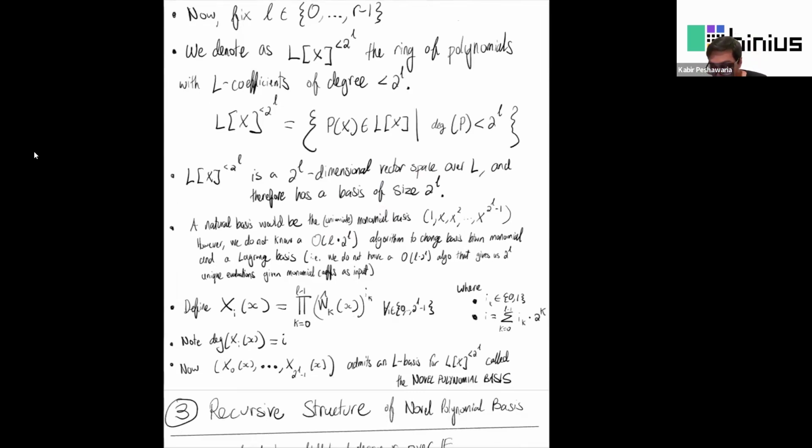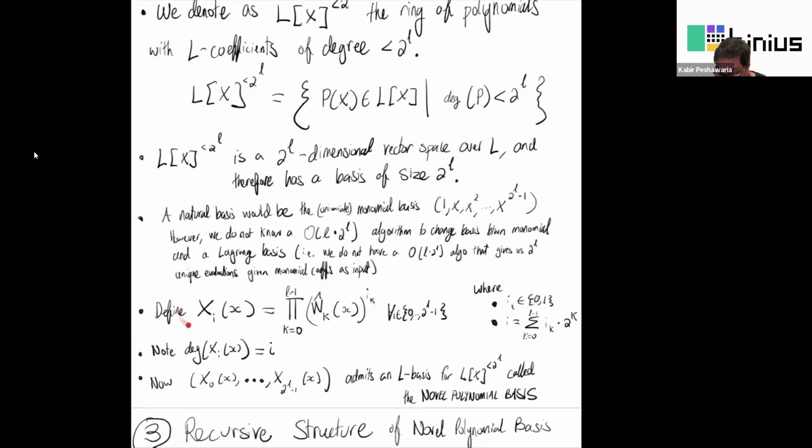Instead, what we're going to do is define this new polynomial basis, this novel polynomial basis, which is defined like this. The ith polynomial is going to be this. What is this? We take i, we look at its binary representation, and if and only if the kth bit of i is equal to 1, then we will include the kth normalized subspace polynomial as one of our factors in this grand product. Okay, what is that doing?